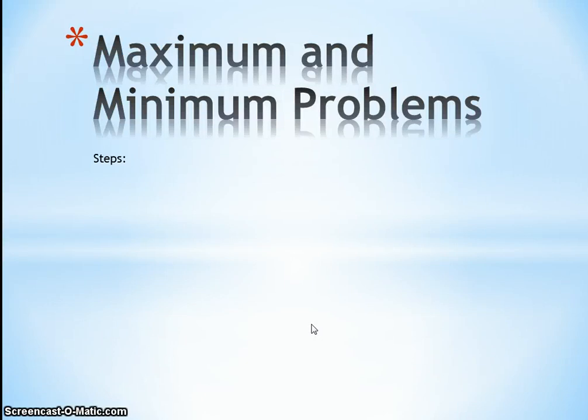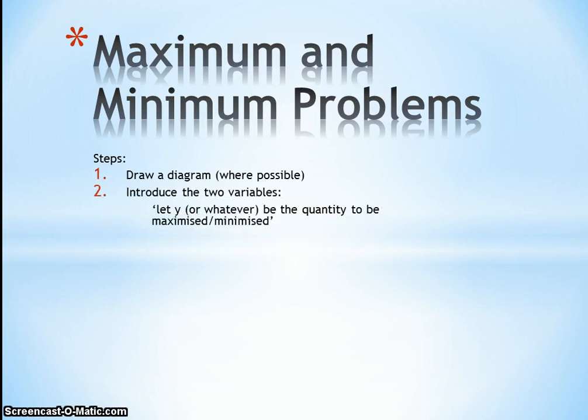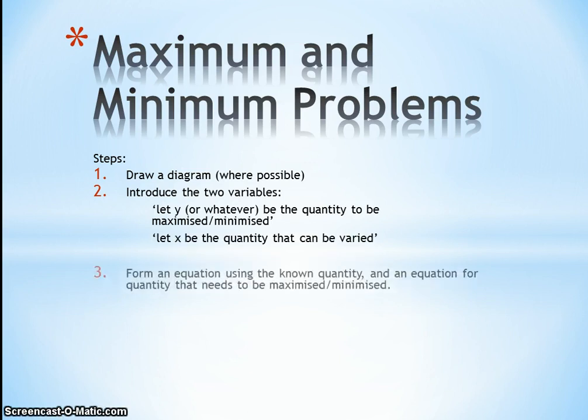Following are the steps involved in solving a maximum and minimum problem. Step number 1, draw a diagram. Step number 2, introduce the two variables and define them. Let's say y be the quantity to be maximized or minimized, and x be the quantity that can be varied.